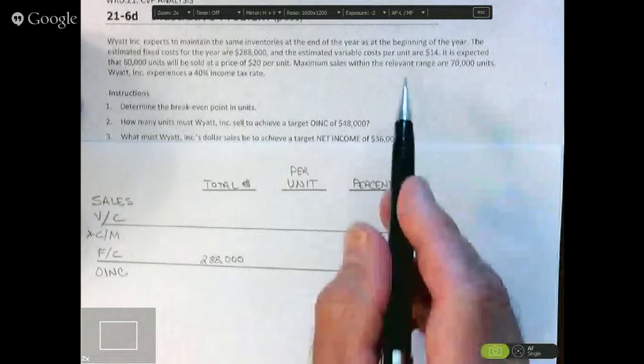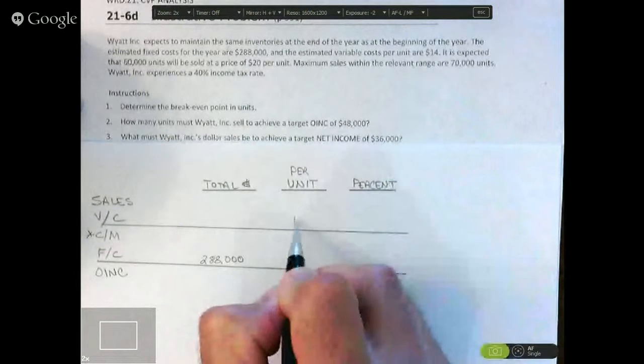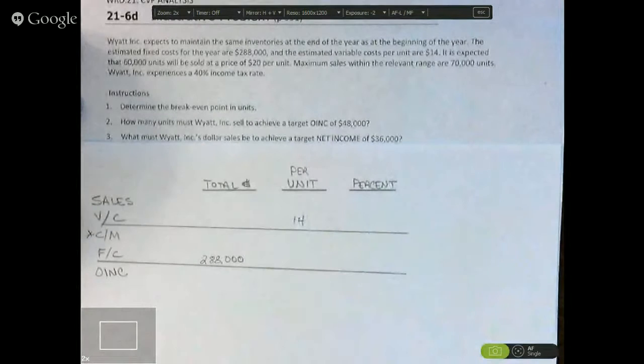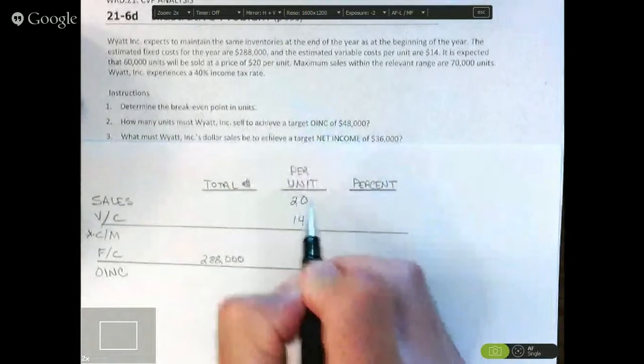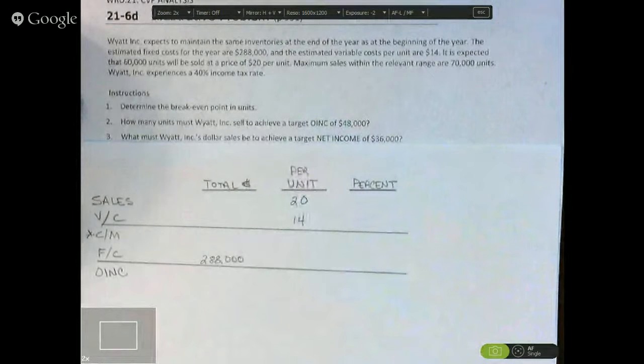Second item is that we have variable manufacturing cost per unit of $14. So we will enter 14 under the per unit column. And it is expected that the company will sell in the coming year 60,000 units at a price of $20 per unit. So the selling price per unit will be $20. And the other information won't be necessary until later on. So with these three items that we've put on the schedule, we should be able to calculate the break-even.